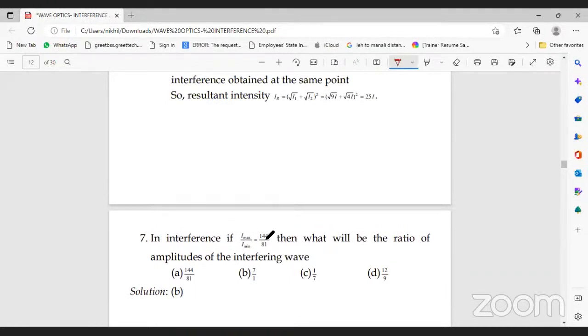I think it's quite simple. Maximum intensity and minimum intensity are given. I max by I minimum: I max is (A plus B) whole square, and I minimum is (A minus B) whole square. From this, what is (A plus B) by (A minus B)? It is the root of I max by I minimum.